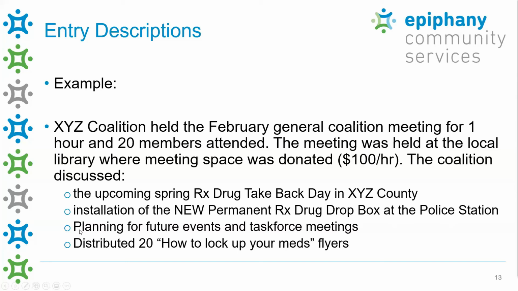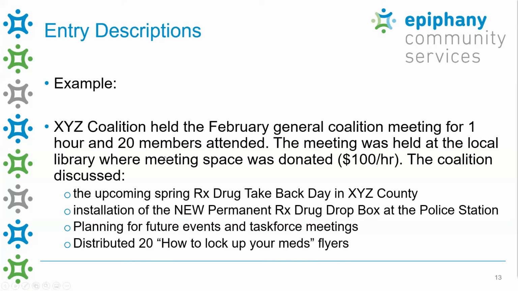The next thing they talked about was planning for future events and upcoming task force meetings, followed by distributing 20 'how to lock up your meds' flyers. That last one obviously tells me they're going to have a media aspect as well. So for this coalition, I can now look at my output types and say they should have a community action, they should have resources generated, and they should have media. They're obviously going to have more than one resource generated because they have two different things happening here.